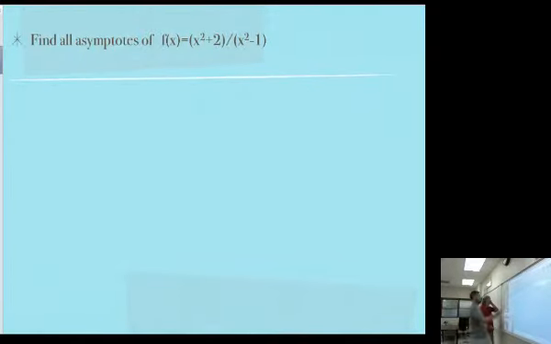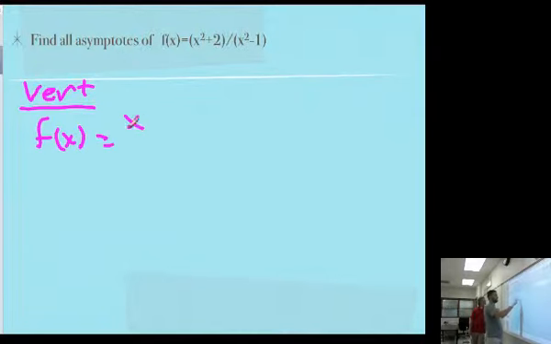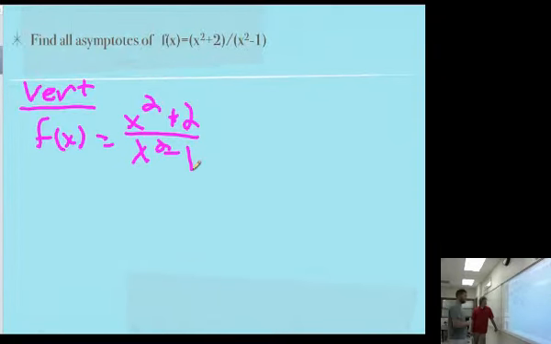I think we have a vertical asymptote wherever we're dividing by 0, right? So wherever we're dividing by 0. So if I have f of x equals x squared plus 2 divided by x squared minus 1, it's wherever x squared minus 1 equals 0, right? So wherever x squared minus 1 equals 0.